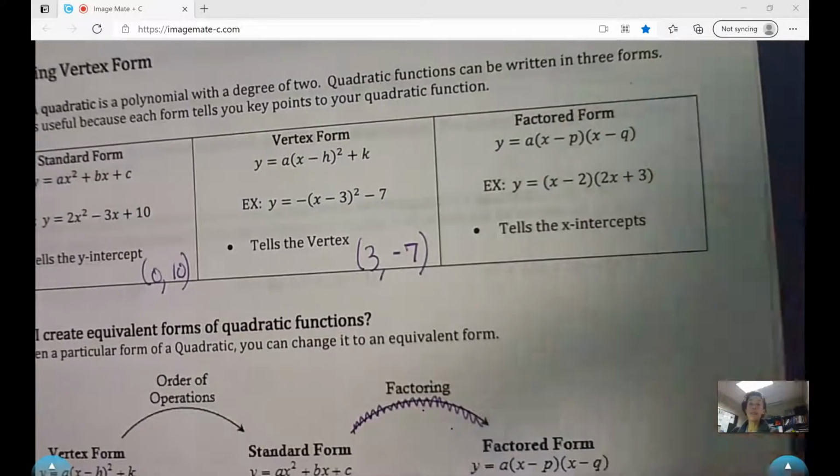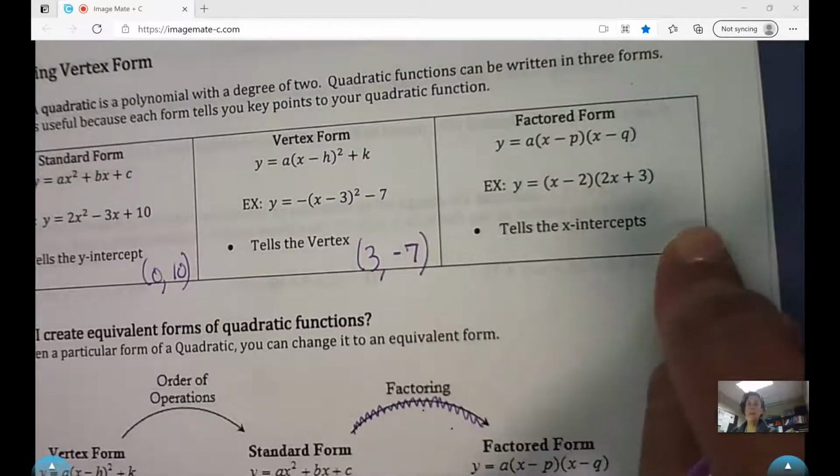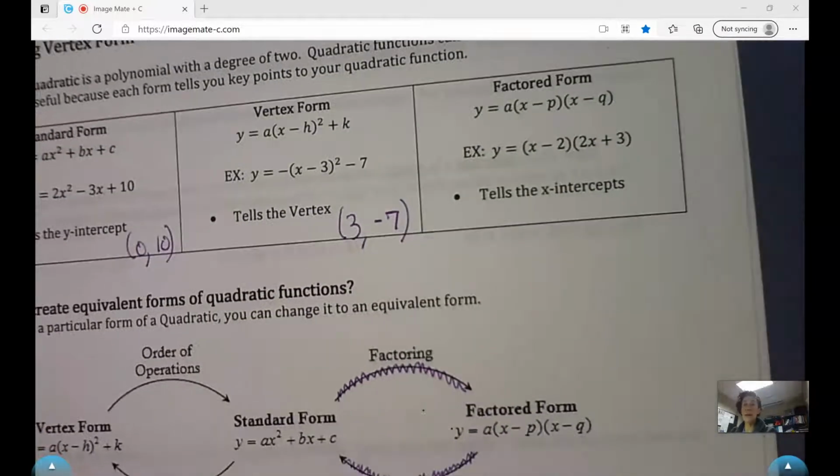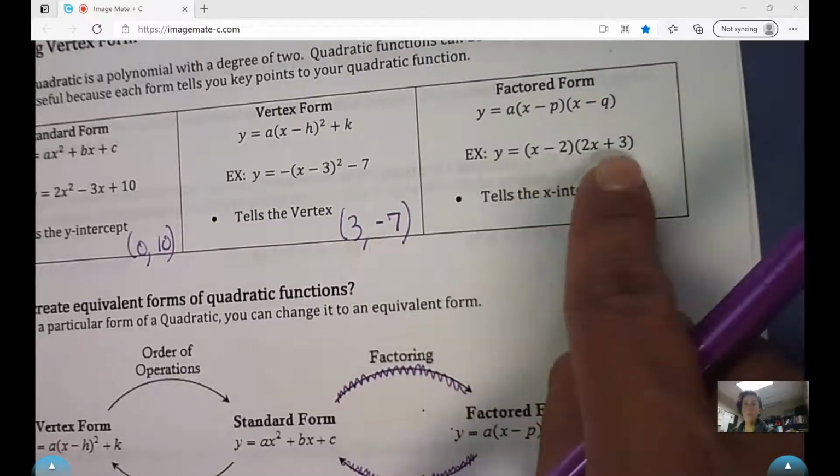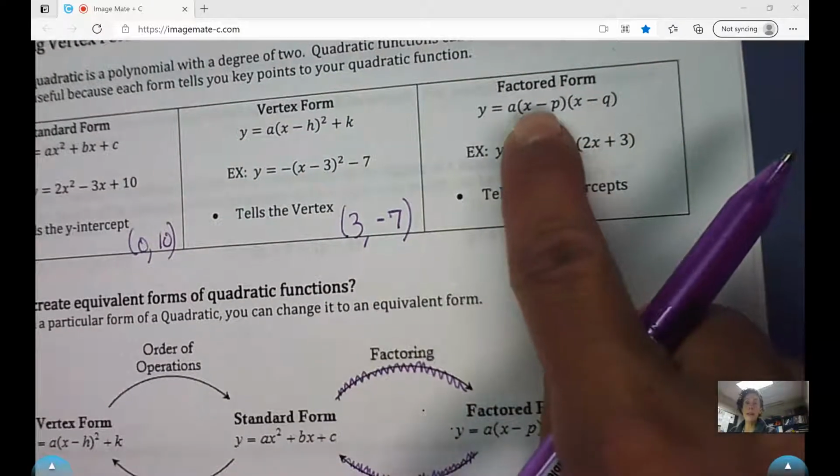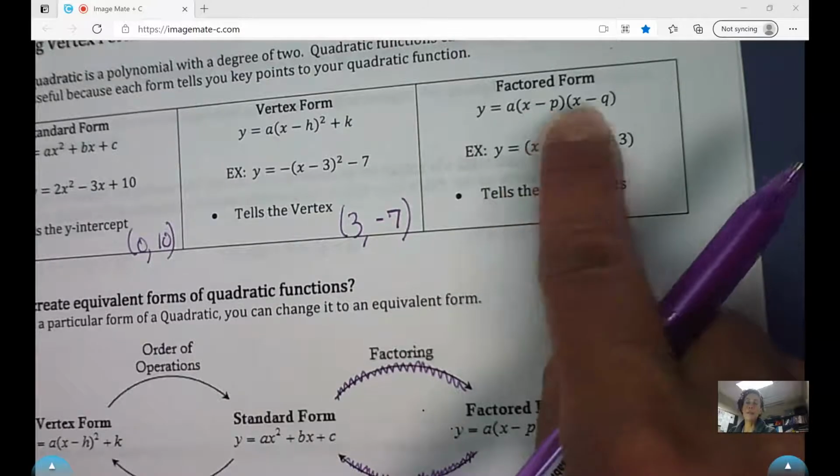And then factored form tells you the x-intercepts. So in those notes, what we wrote down is that it's just the opposite of p and the opposite of q. But that only works if it's x minus or x plus a number.